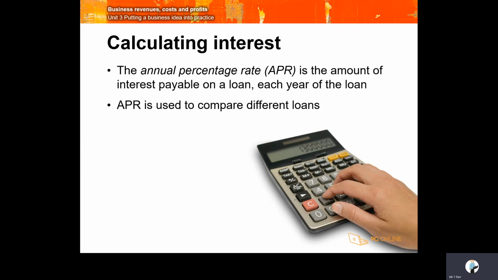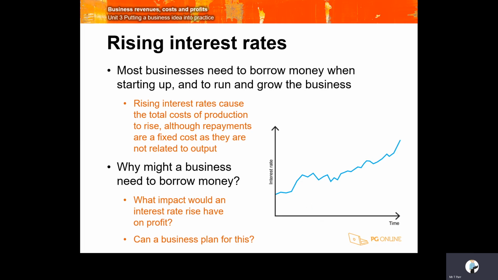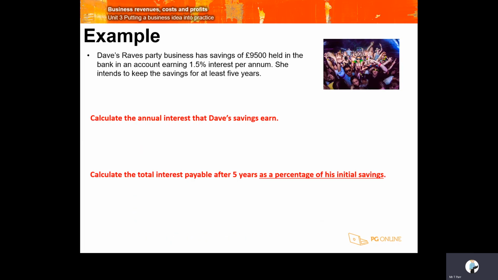You can see there it's the interest payable on the loan each year of the loan. It can be quite complicated in the real world, such as compound interest. So basically you have interest per year and then get interest on the interest. You're not expected to do that for GCSE. You also have interest on mortgages, but it tends to be of a low rate because it's over a long period of time. I think I'm going to skip through this to an example.